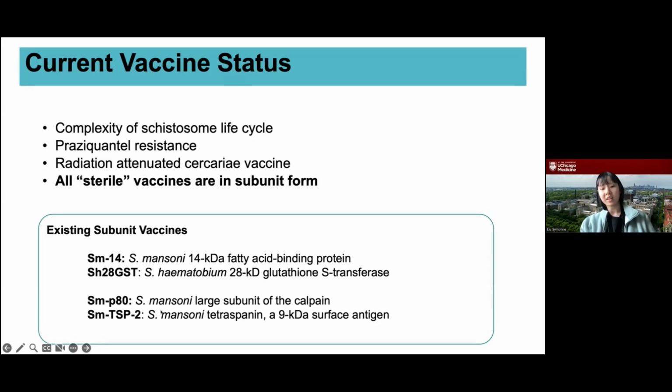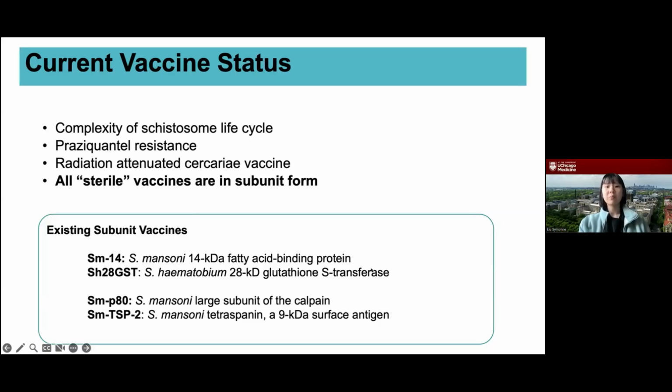Another vaccine candidate is P80, which targets the Mansoni strain's large subunit of the calpain protein. This candidate is currently funded by the Gates Foundation, and they're still working on clinical trials. Another one is TSP2, which targets tetraspanin, a small surface antigen that people found by computational screening, and this one is currently funded by the NIH to perform clinical studies. However, I'd like to emphasize all of these vaccines are currently in their subunit forms.